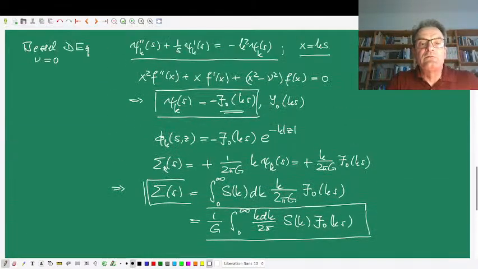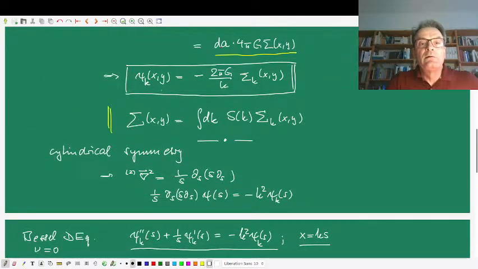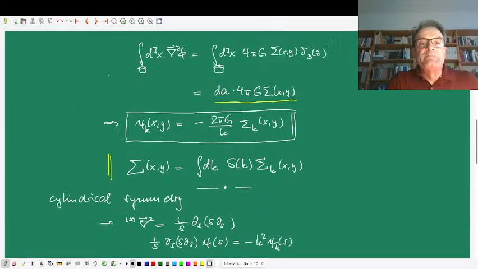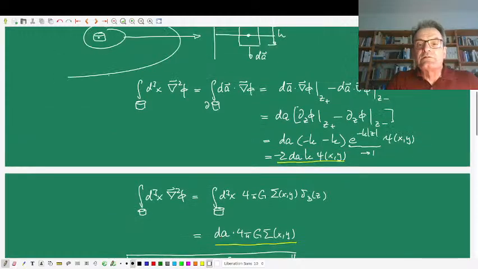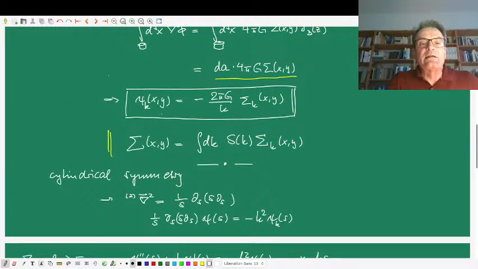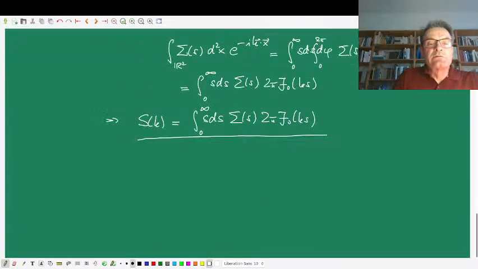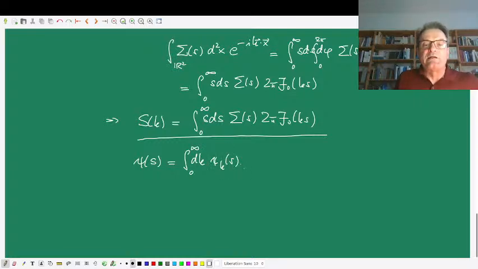Where do I have this equation? Yeah, you see, since the Poisson equation is linear, I can compose the complete potential psi of s also from the k modes of psi of s, so psi k of s, times the function S of k. All right, so I can do that.